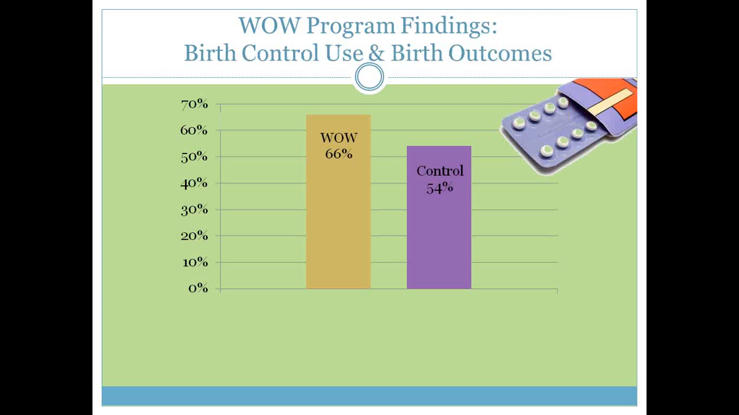The other finding is in regards to family planning and birth control use. What we see here is a higher percentage of WOW moms that report using some sort of birth control as compared to moms in the control group, 66% versus 54%. So that tells us that moms are planning, that they're incorporating some efforts to have some child spacing, which is really what we wanted to be able to see, especially amongst a high-risk group. Child spacing is critical.